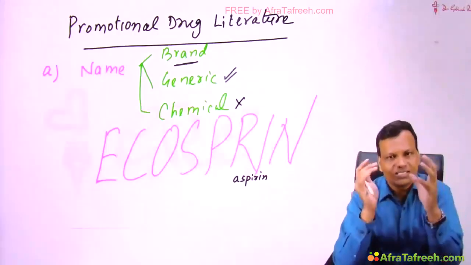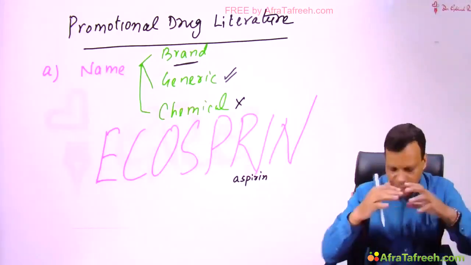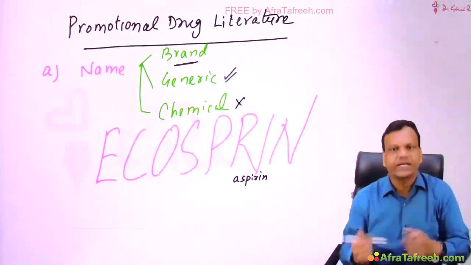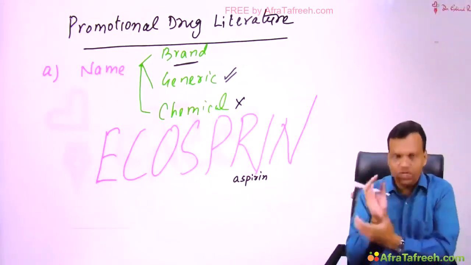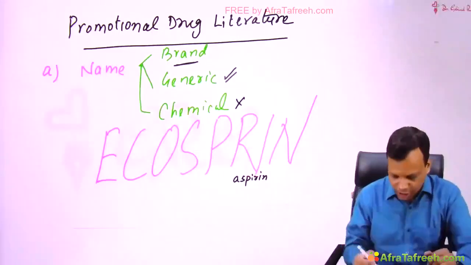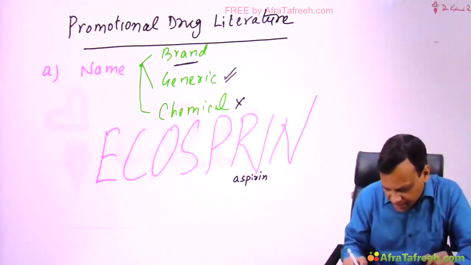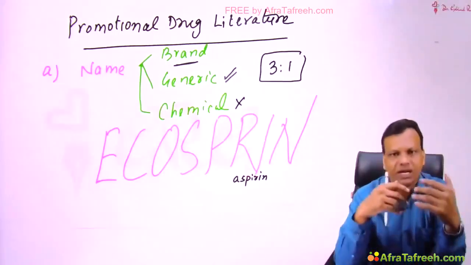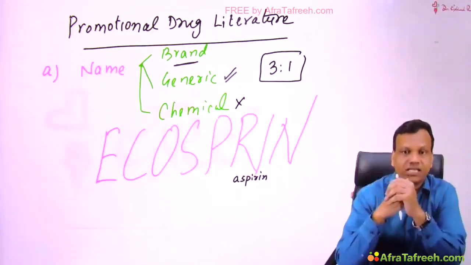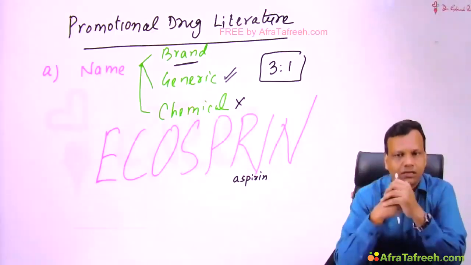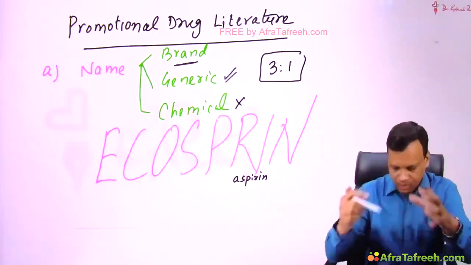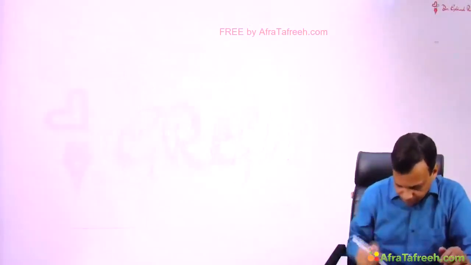Yeah? So there is a rule that the ratio between the brand name and generic name should not be such that we cannot read the generic name. So the ratio kept is less than 3:1. So the font size of the brand name may be bigger, but it should not be bigger than 3 times the generic name. Clear? So one is the name.